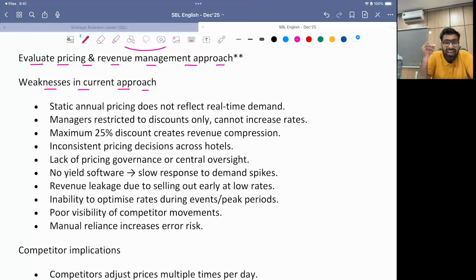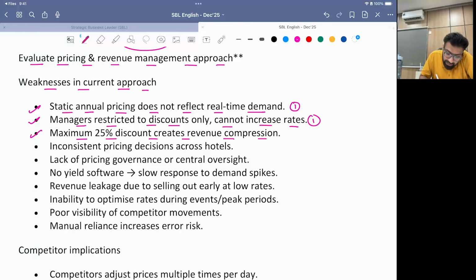What are the weaknesses? I'll give a separate paragraph for each weakness, so I've made it, right? Static annual pricing does not reflect real-time demand. Managers are restricted to discount only, cannot increase. Now this is one point. Maximum 25% discounts create revenue compression. If a customer is bargaining a little, the manager would immediately give 25% discount, because they have the power. If they don't want to waste the time, they can do it.